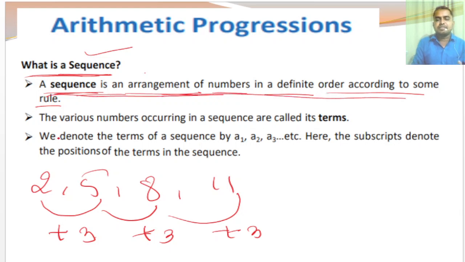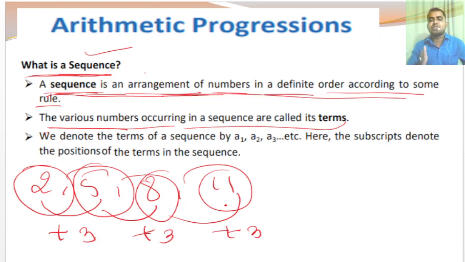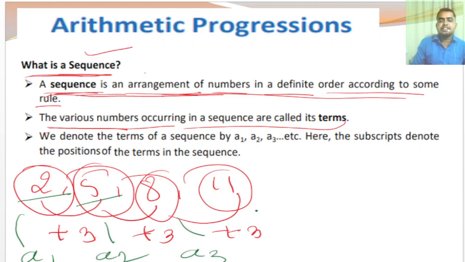The various numbers occurring in a sequence are called terms. This 2 is one term, 5 is also one term, 8 is also one term, 11 is also one term. Whatever numbers occur in the sequence are called the terms of the sequence. We denote the terms of the sequence by A1, A2, A3, A4: 2 is A1, 5 is A2, 8 is A3, and 11 is A4.